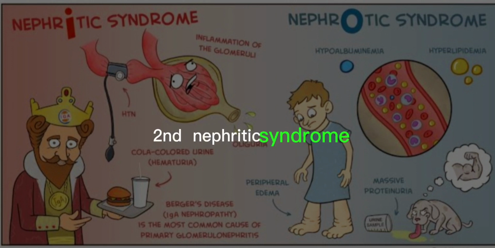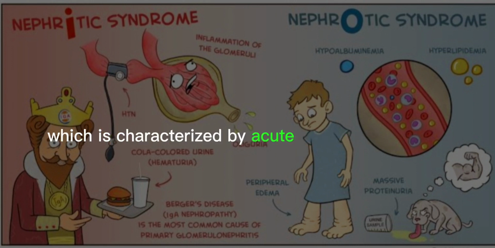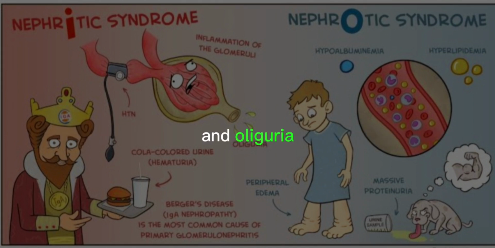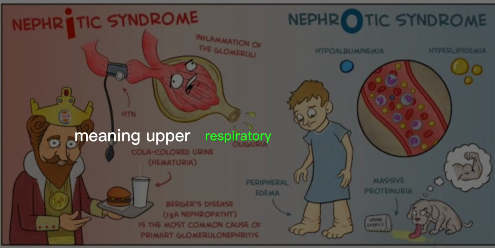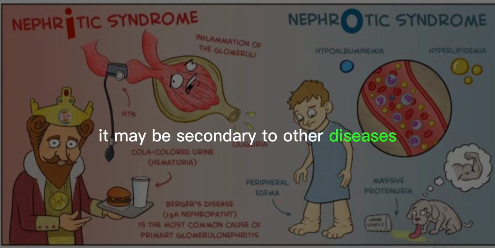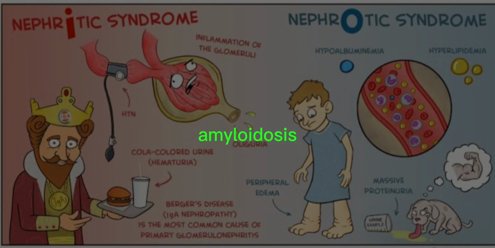Second, nephritic syndrome, which is characterized by acute onset of hematuria, oliguria, hypertension, mild to moderate proteinuria, and edema. Mostly caused by post-streptococcal infection, meaning upper respiratory or skin infections, and may be secondary to other diseases such as diabetes mellitus, amyloidosis, Berger disease, Alport's syndrome and systemic lupus erythematosus.